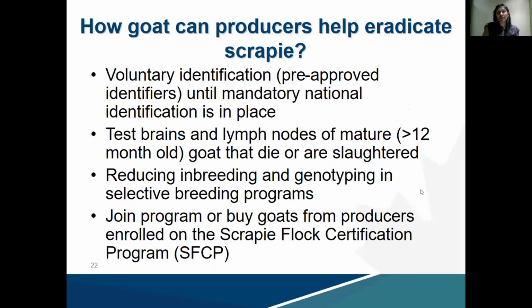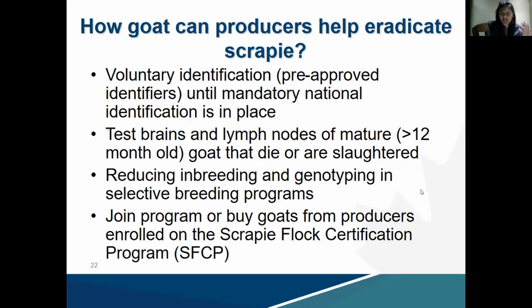But in the meantime, there is a list of pre-approved identifiers. And the government is open to members of the goat industry doing tag trials, that sort of thing. I'm going to continue to add to that list to find identification solutions that will work well for your industry. But at this point, it is voluntary, and we encourage as many producers as you can to voluntarily identify your animals. And along with that, to have as many brains and lymph nodes of mature goats, so greater than 12 months, tested that die on farm or are slaughtered.